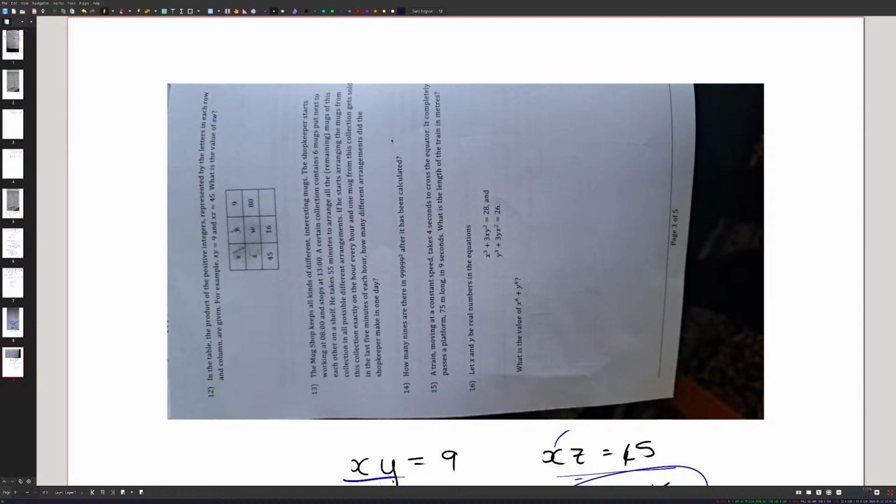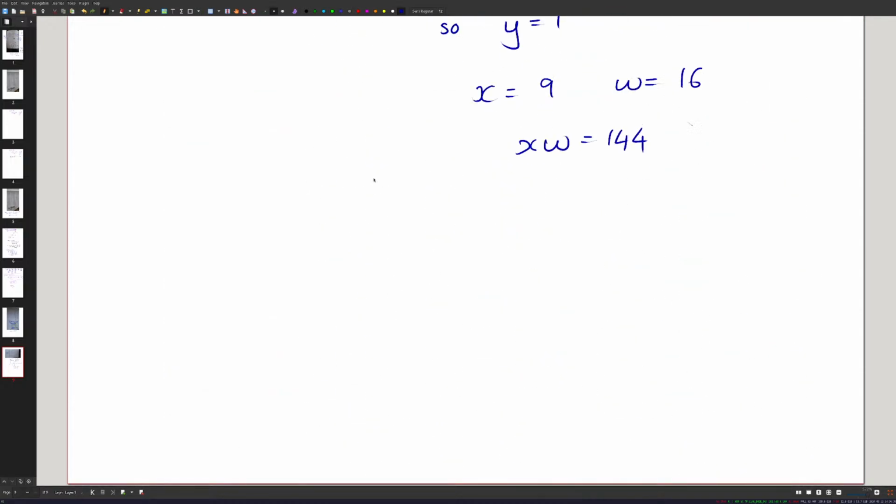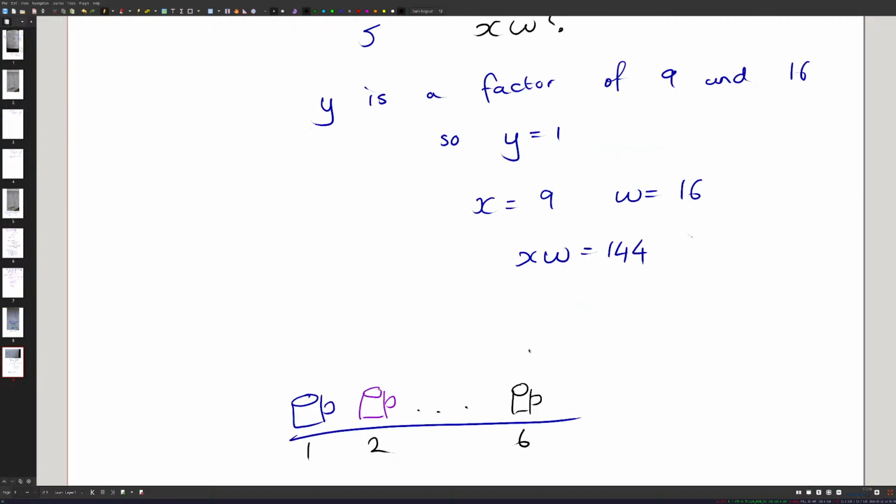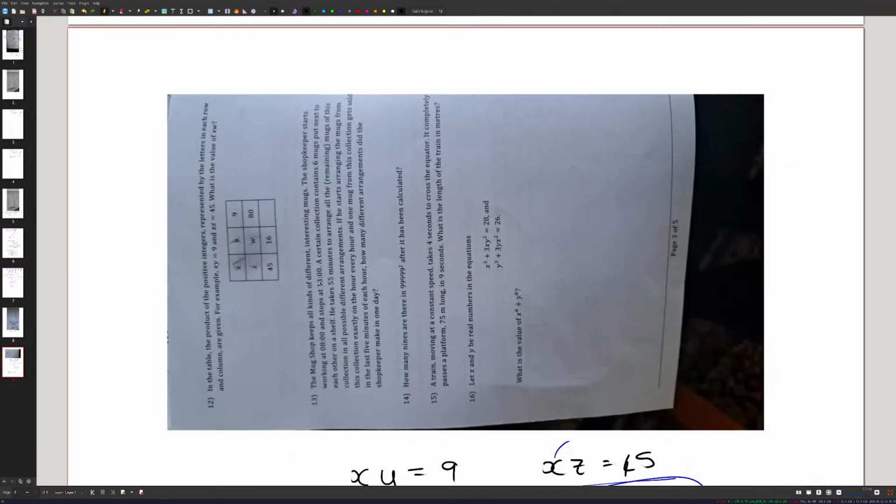We've got an answer, so we can carry on. The mug shop keeps all kinds of different interesting mugs. The shopkeeper starts working at 8 a.m. and stops at 1 p.m., so that must be nice. A certain collection contains 6 mugs put next to each other on a shelf. Okay, let's see if we can draw it. That's a mug. And that's a mug. And we've got 6 of these things. Dot, dot, dot. Here's our last mug. Let's give them numbers, 1, 2, up to 6. So that's our shelf.